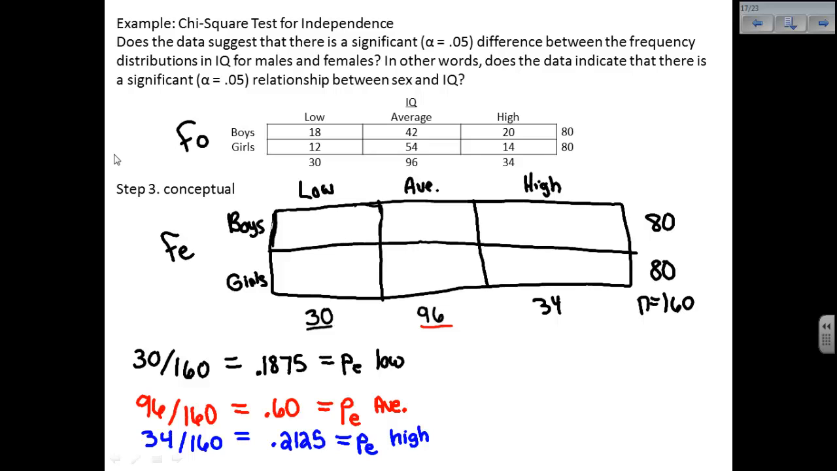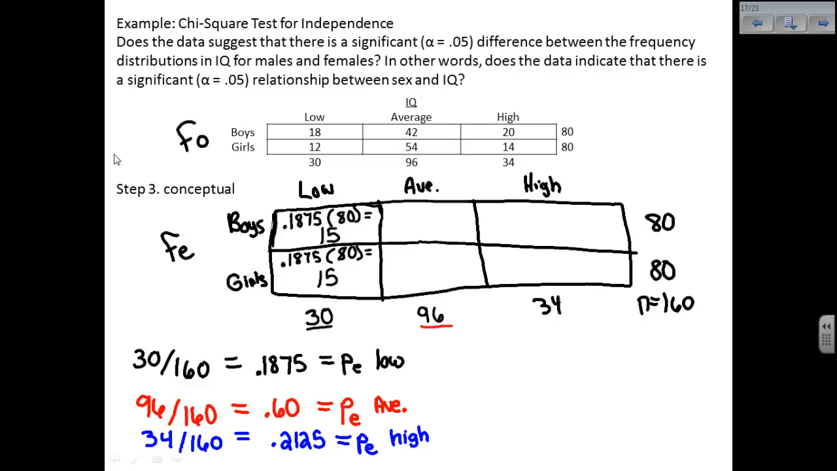So if 0.1875 is the proportion of people in our sample with a low IQ, then we want to make sure that 0.1875 of our boys, 80 of them, are in the low IQ group. And 0.1875 times 80 gives you 15. Now, do the same for girls. If 0.1875 is the proportion of total people with a low IQ, we want to make sure that the proportion of girls reflects that.